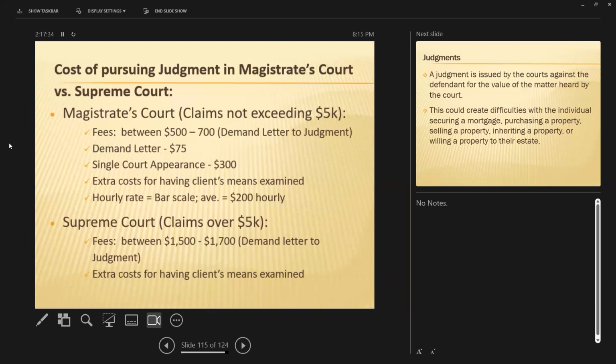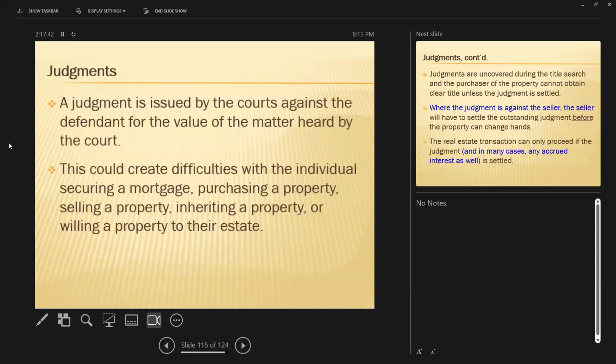All right, so let's go back to talking about the judgment. Page 66. A judgment is issued by the courts against the defendant for the value of the matter heard by the court. This could create difficulties with the individual securing a mortgage, purchasing a property, selling a property, inheriting a property, or willing a property to their estate. So buyer, seller, beneficiary.